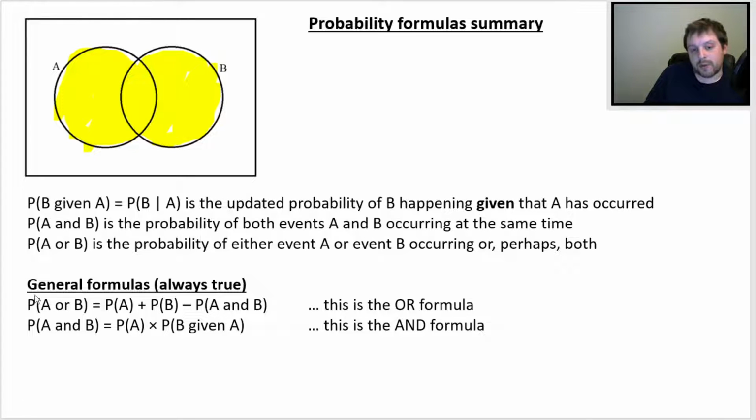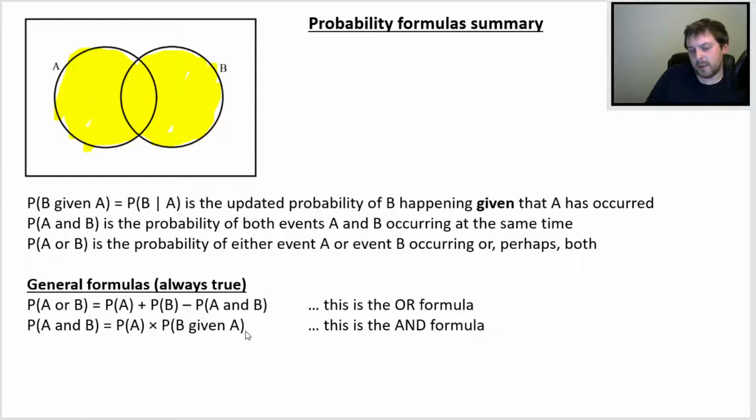Right, so here are your general formulas. You've got the OR formula, and these are always true, no matter what. So the probability of A or B is the probability of A plus the probability of B minus the probability of A and B. You need to have some understanding of where this formula comes from. It's because we're adding the two circles together and realizing we've got too much of the middle. So you take one copy of the middle away.